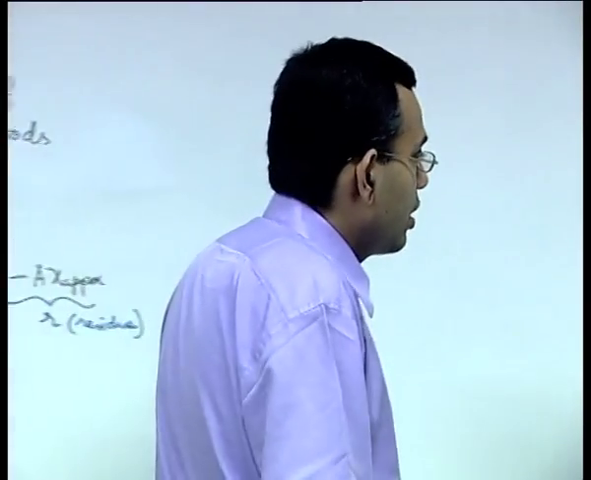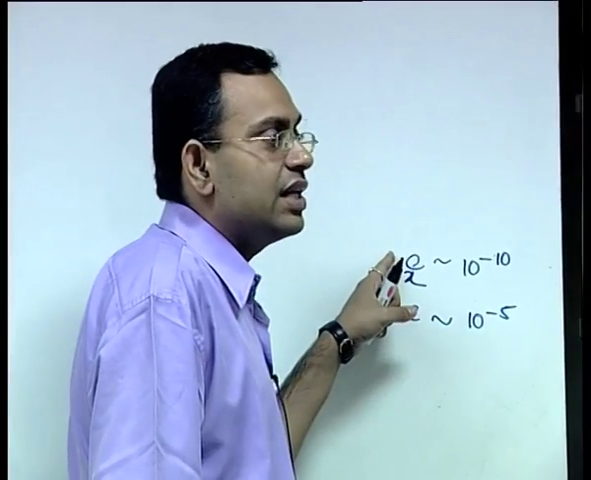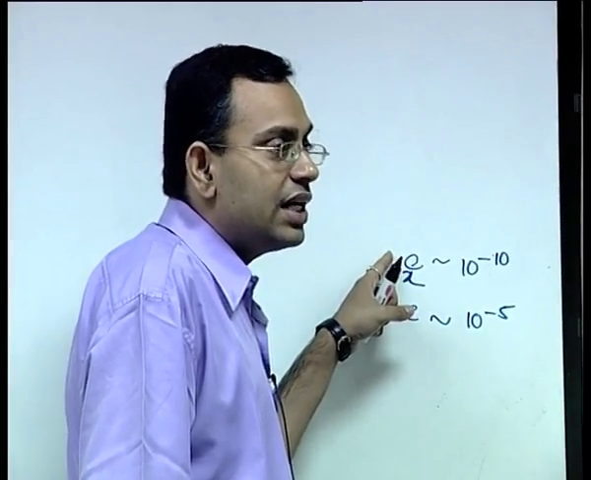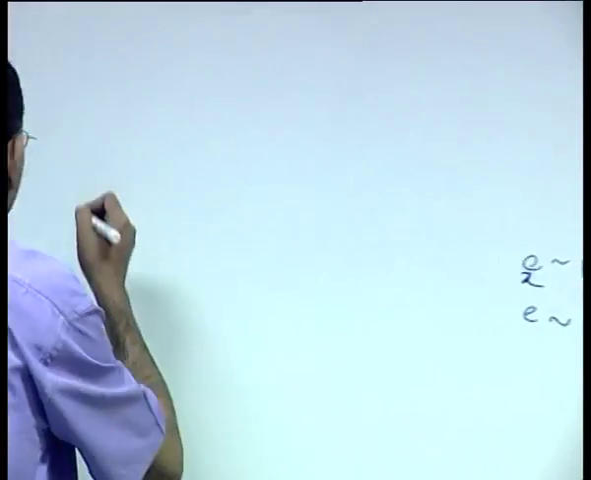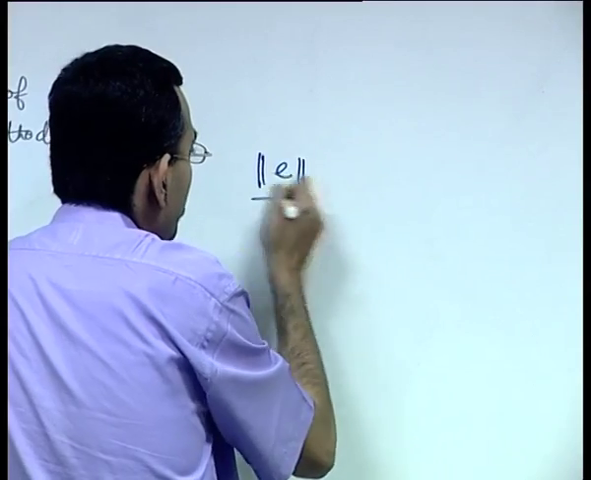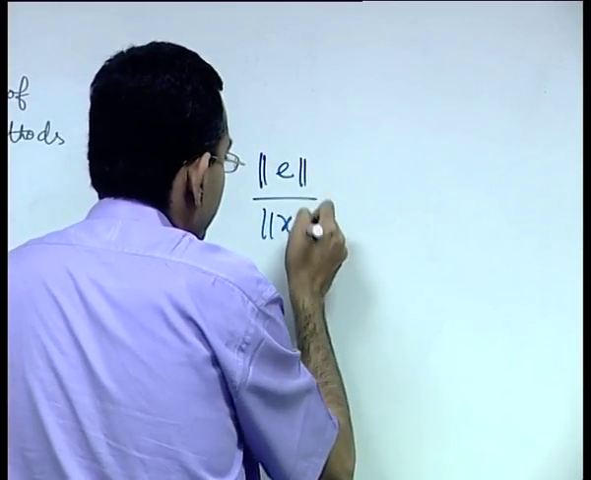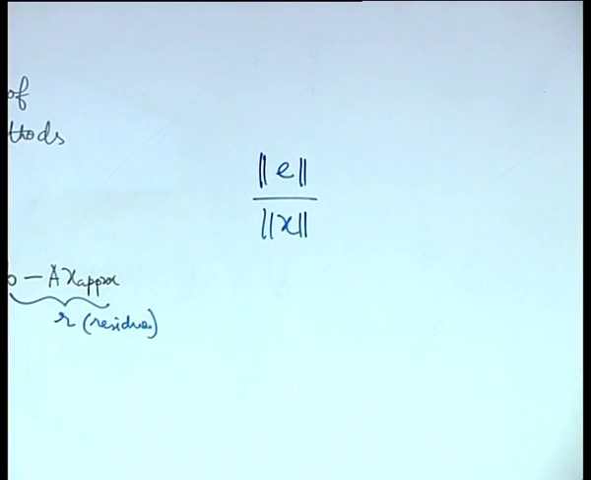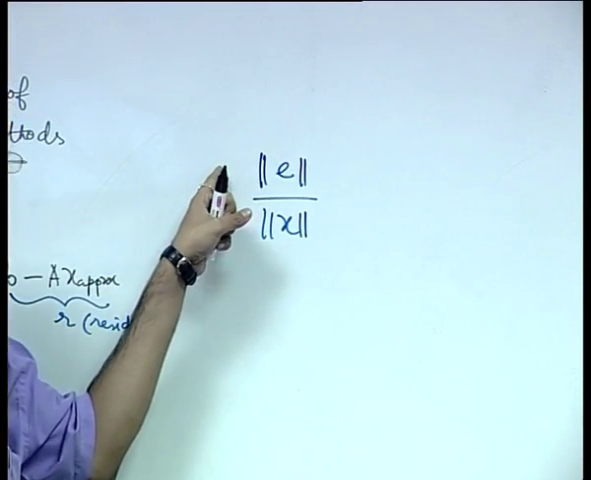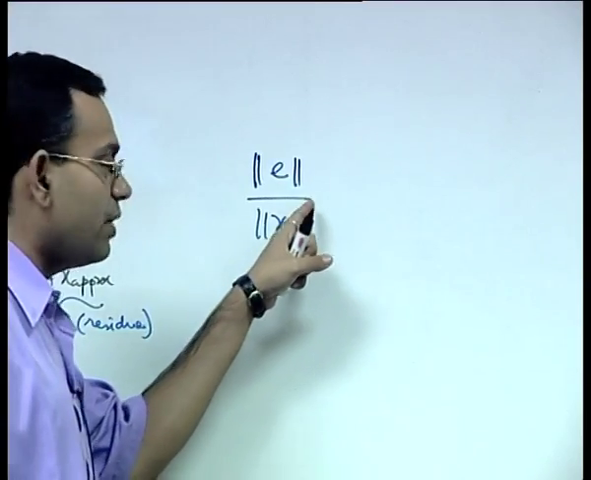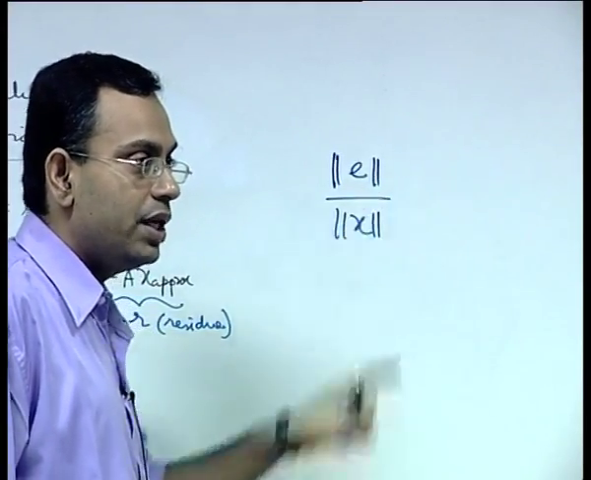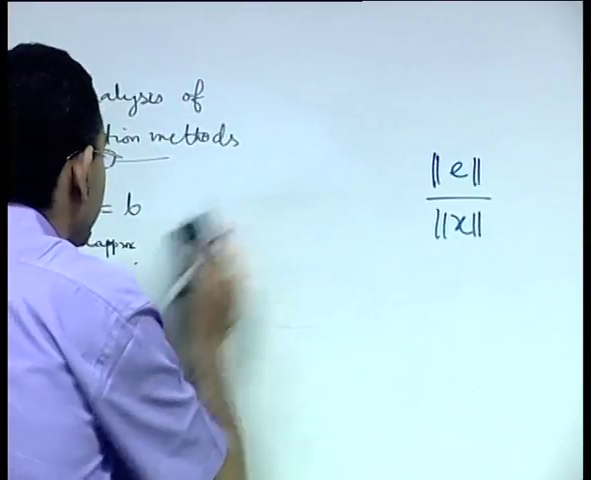So it is not e as such which is important, it is the relative magnitude of e with respect to x, that is what is important. So our matter of interest is norm of e by norm of x. It is an indicator of the relative error. Norm is a more general quantity than the mod, so we use the norm for estimating the error. We will try to find an upper bound of this, that will be the objective of our subsequent analysis.